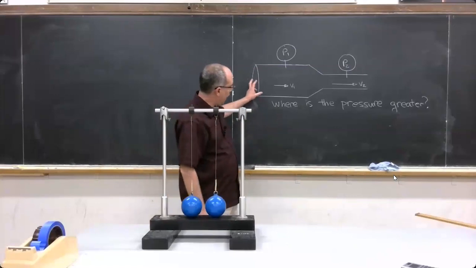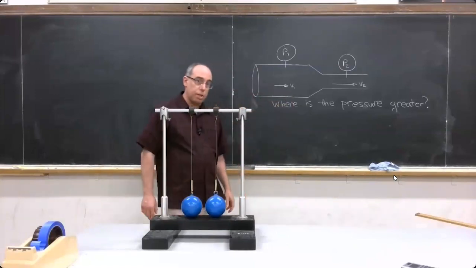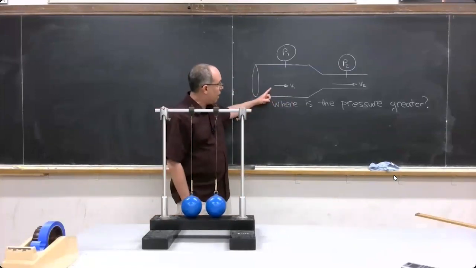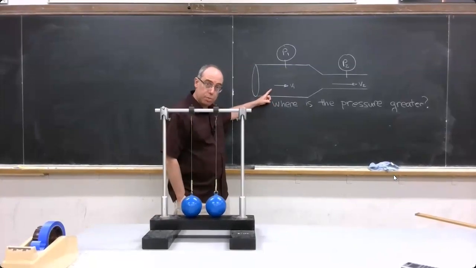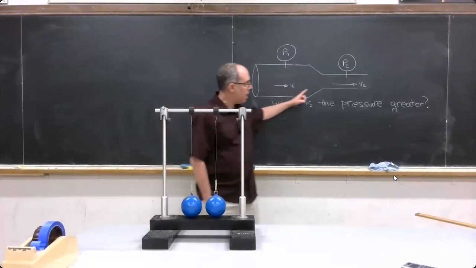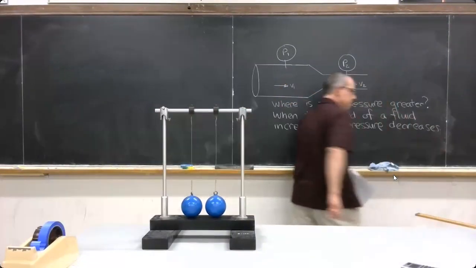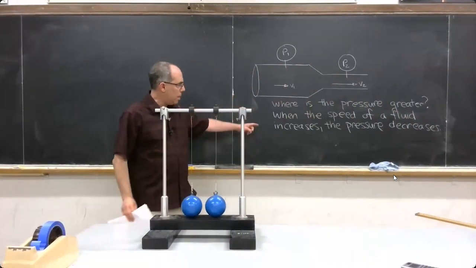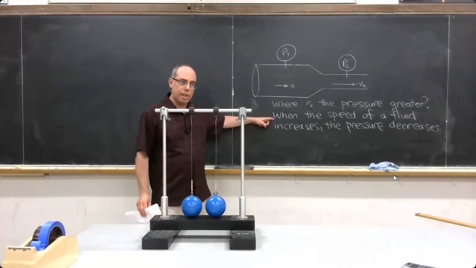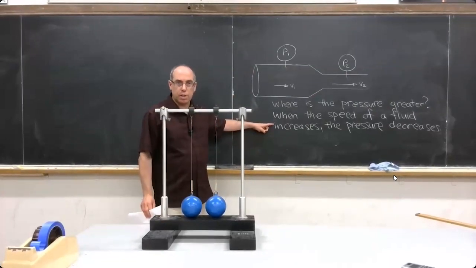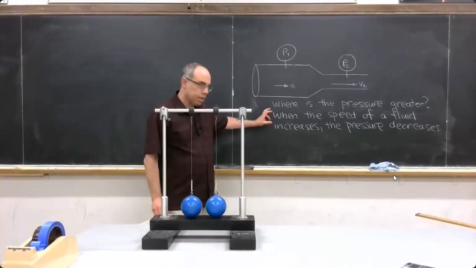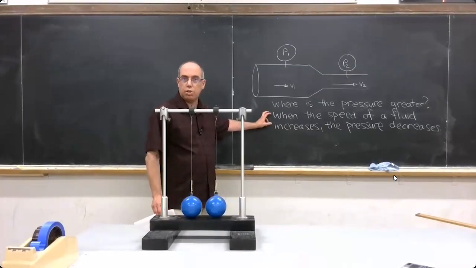If you have a fluid where the speed of the fluid changes, then we have greater pressure where the fluid is moving slower and lower pressure where the fluid is moving faster. So to sum up, when the speed of a fluid increases, the pressure in the fluid decreases. In the next couple of videos, I'm going to show you some more demos which illustrate this same principle.